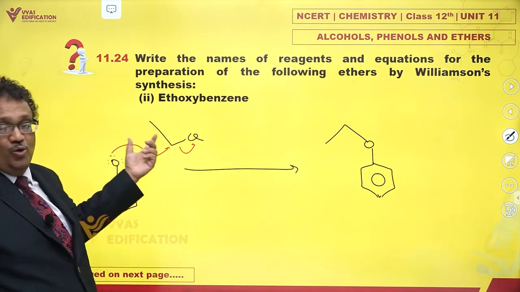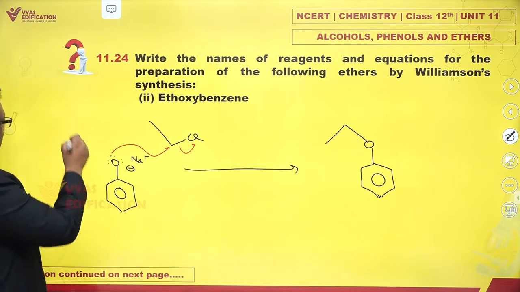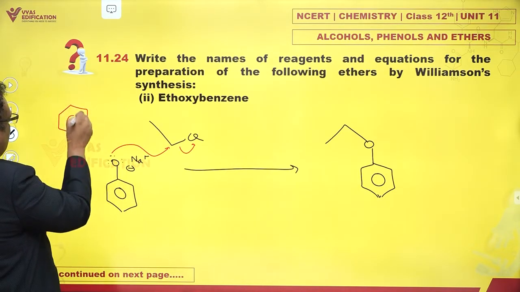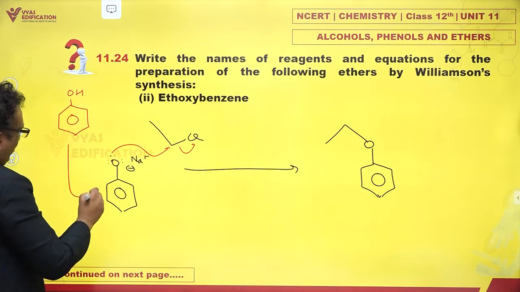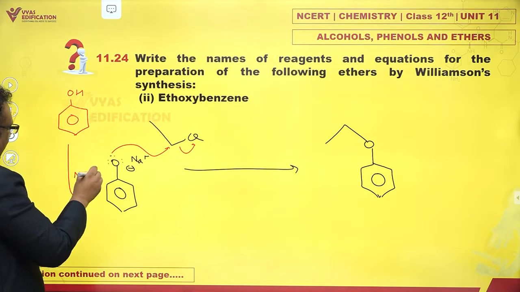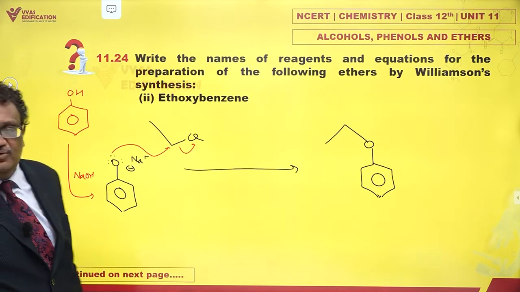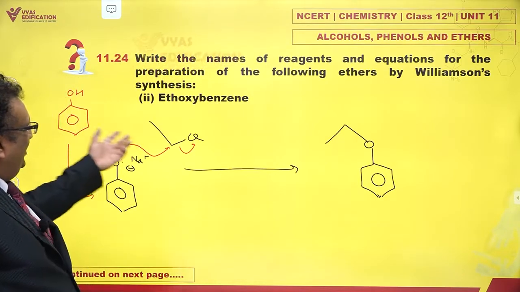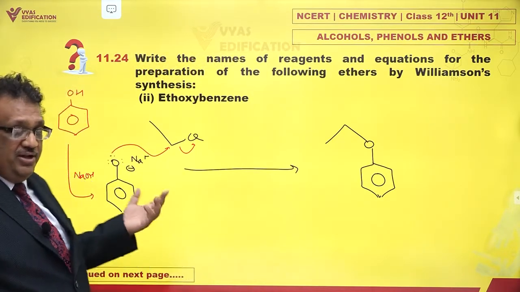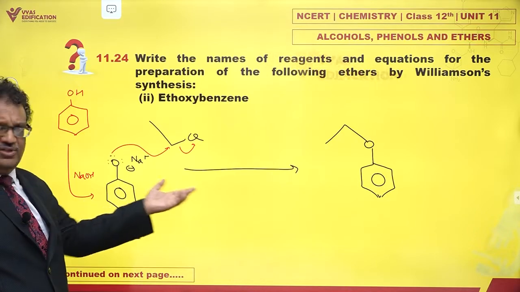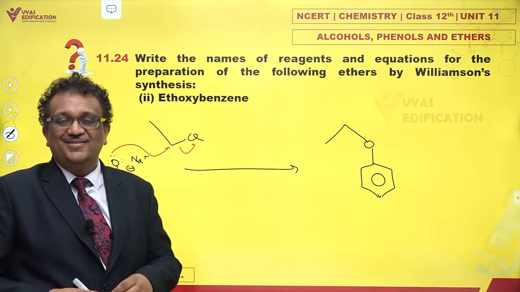Sodium phenoxide and ethyl chloride. How do I get sodium phenoxide? If you are still confused about that, that's very simple, my dear. You take phenol, you add NaOH, you get a salt, sodium phenoxide, that's it. So phenol and ethyl chloride are the substrates, and you need NaOH as the reagent. You react them and you get this.